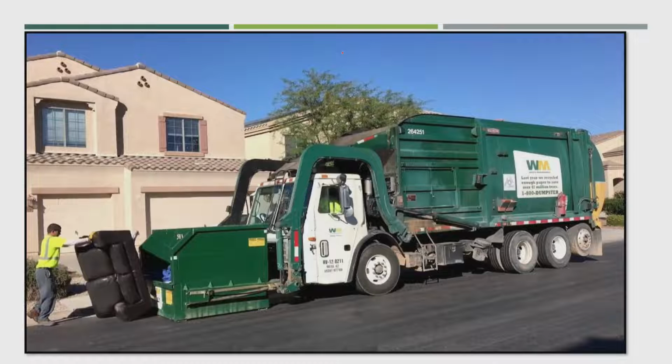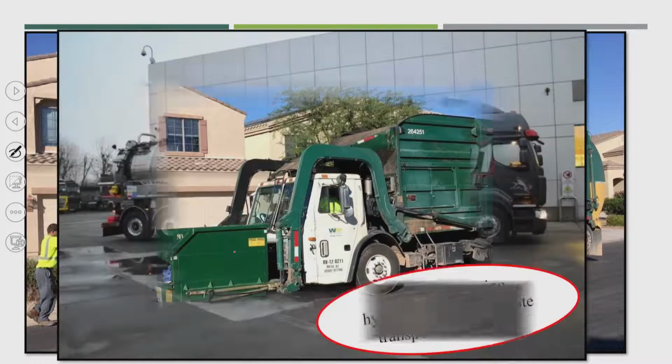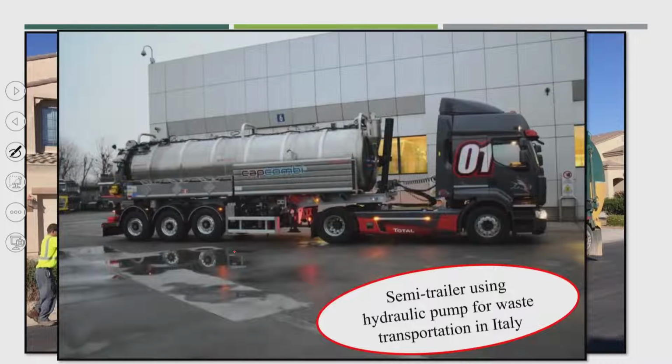This is one more photograph, where you can see a special hydraulic system. The waste is collected and loaded onto the vehicle from the front to the rear areas. This is another kind of semi trailer using a hydraulic pump for waste transportation in Italy.